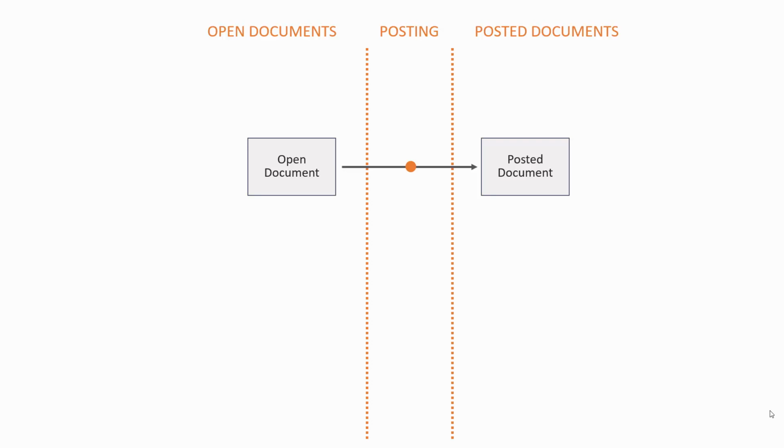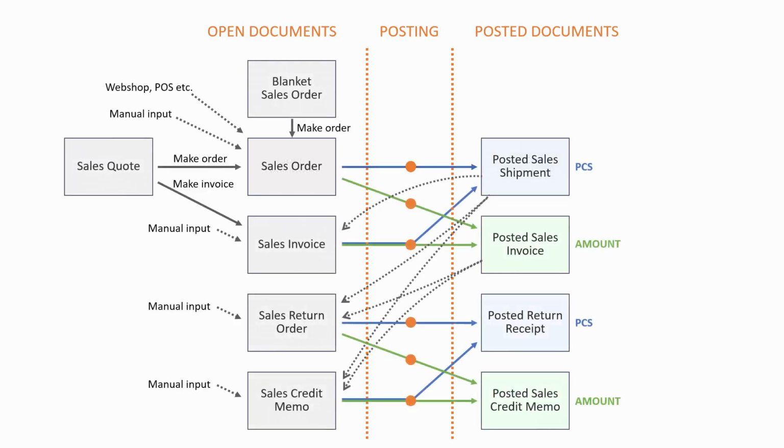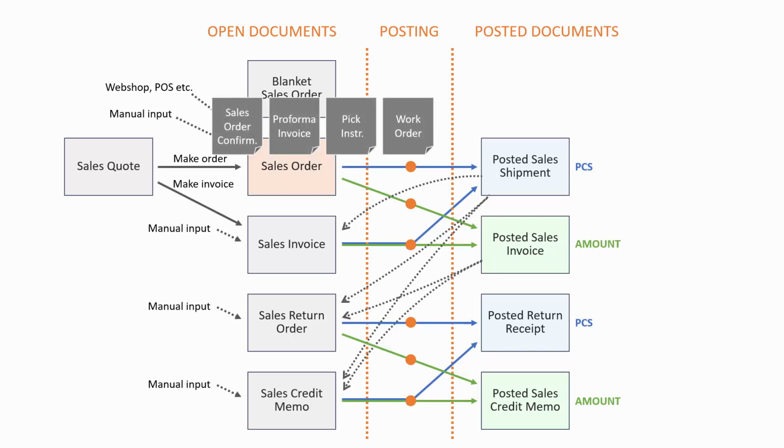To display the complexity of the order, we have made another video that shows how the order structure is working, but this is basically how it looks. So we have all the different open documents and all the posted documents. And from those documents, it's possible to print different printouts. Let's start with the sales order.